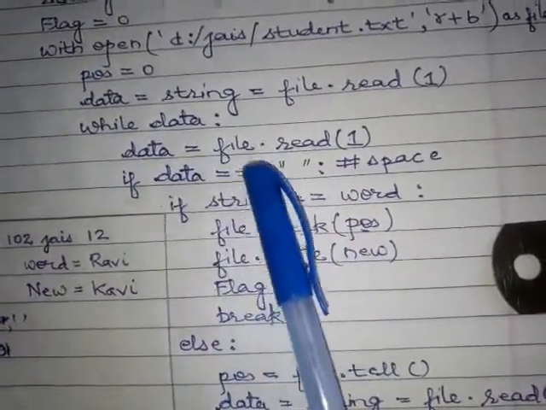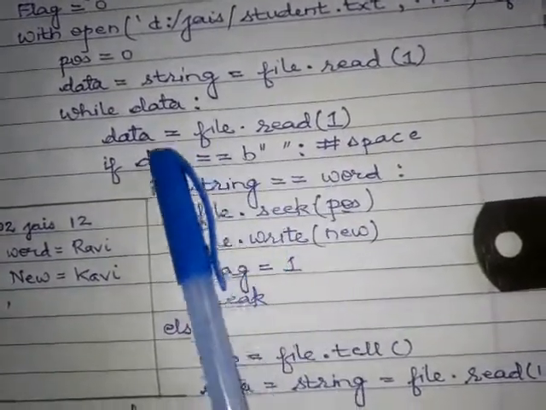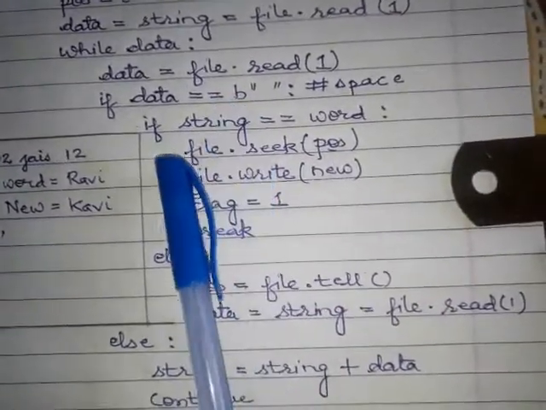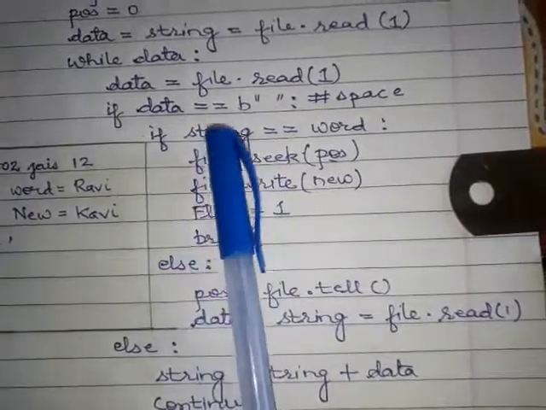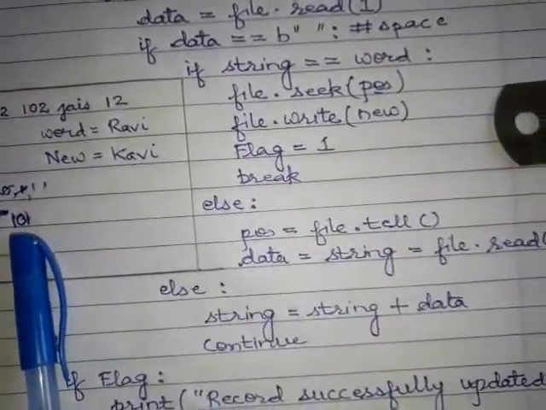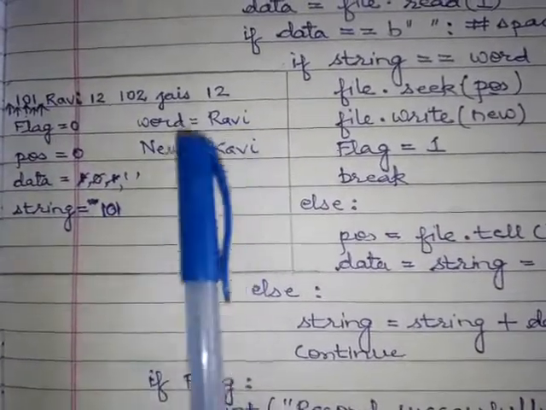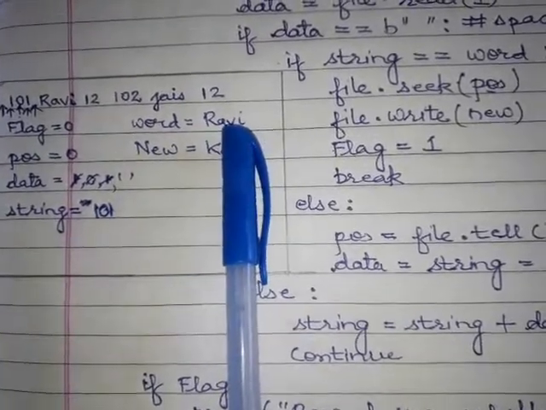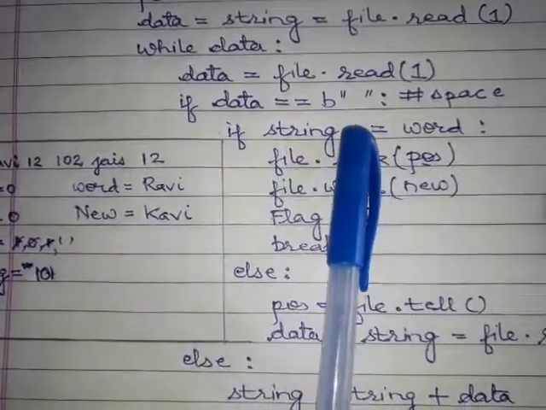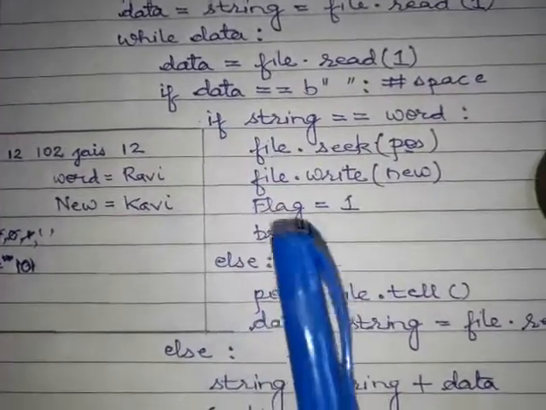So if data equals binary space, yes, it is true. This condition is now true, so we have to enter this if block. Then again we have to check if string equals word. We check whether string contains 101 and word is Ravi. So string is not equal to Ravi, 101 is not equal to Ravi. This condition is false. If this condition is false, then we go to the else part of this if. The else part of this if is here.